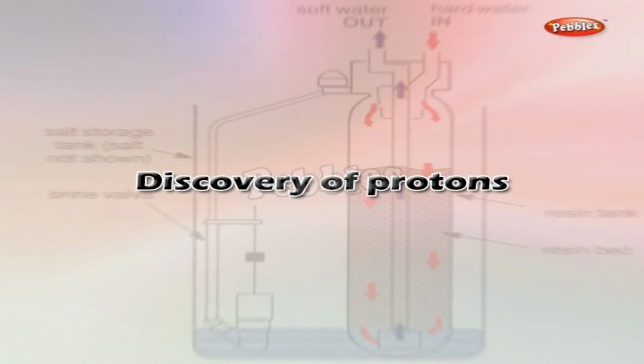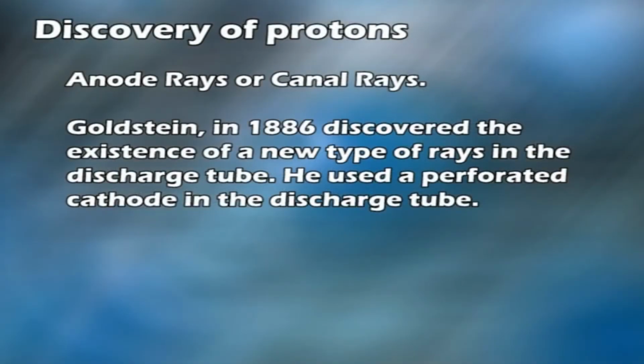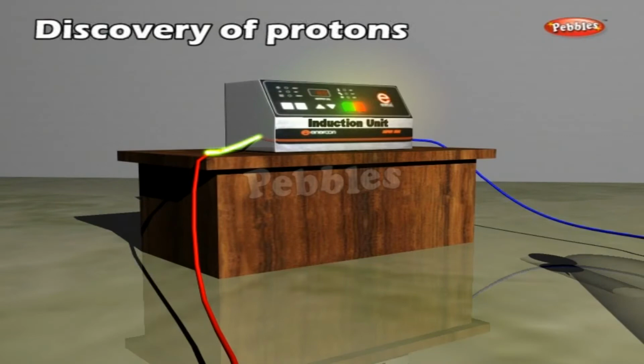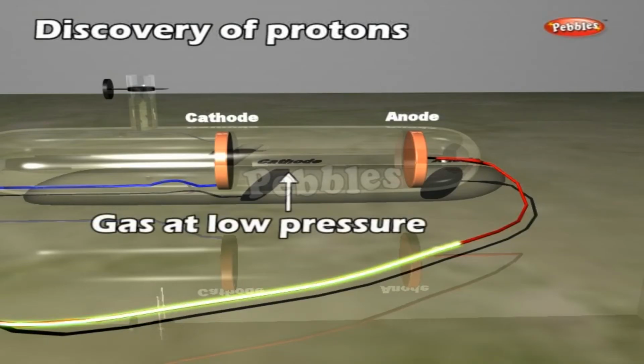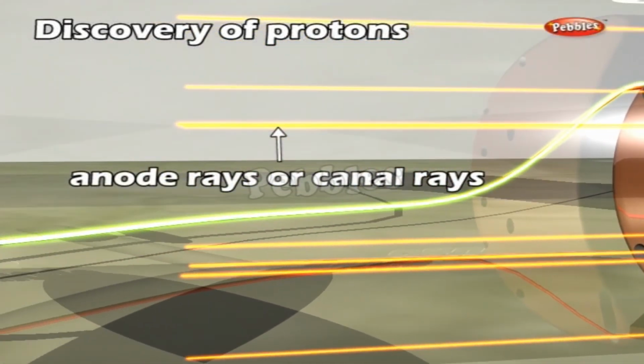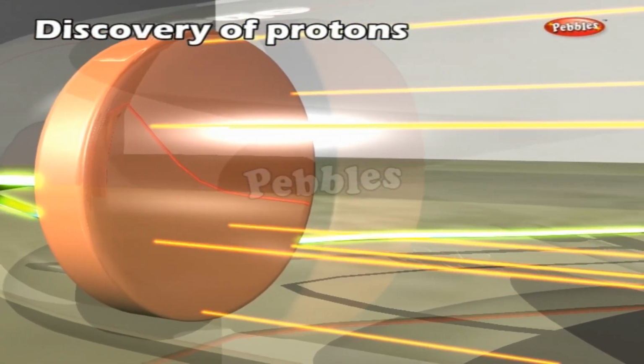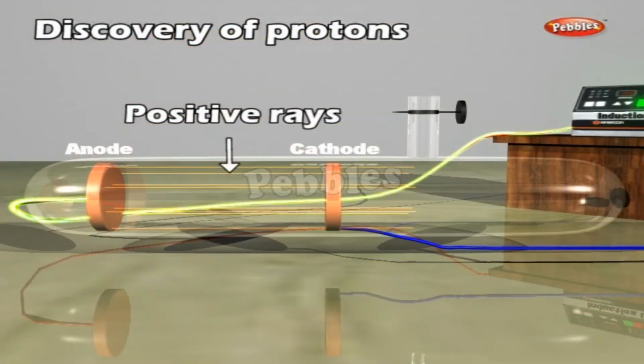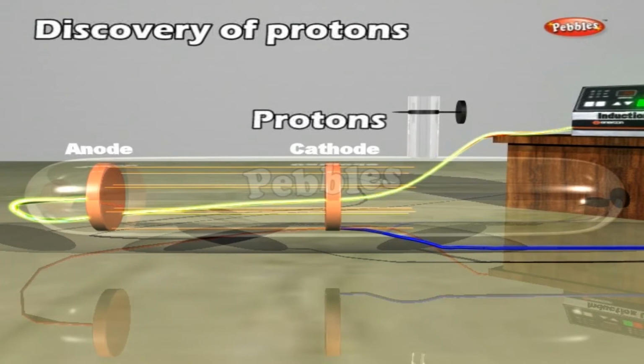Discovery of protons. Anode rays or canal rays. Goldstein, in 1886, discovered the existence of a new type of rays in the discharge tube. He used a perforated cathode in the discharge tube. On passing the electric discharge at low pressure, he observed a new type of rays streaming behind the cathode. These rays were named anode rays or canal rays. These rays consist of positively charged particles and they are called protons.